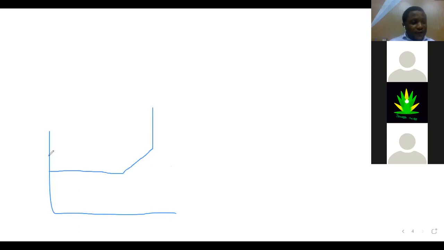For us to effectively capture it, please note that in economics, you draw a single line. It shouldn't be a shaded line, please. So this is your AS.